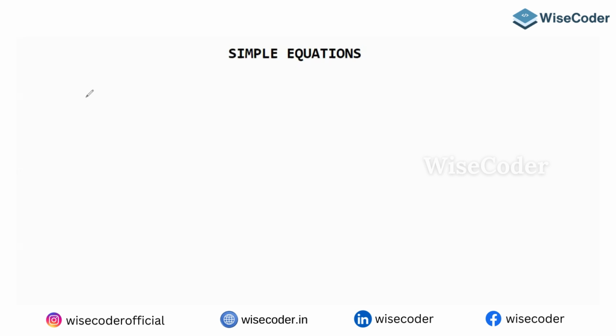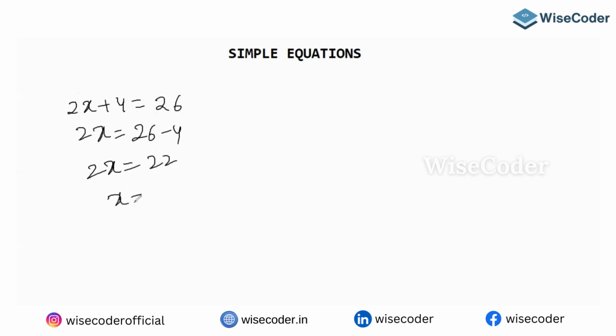One equation, one known, one unknown. Let's say 2x plus 4 is equal to 26. Step number 1: take all the quantities added to the x term to the right hand side. So 2x is 26 minus 4, so 2x is equal to 22. From here, x is equal to 22 by 2. So this is one equation, one unknown.